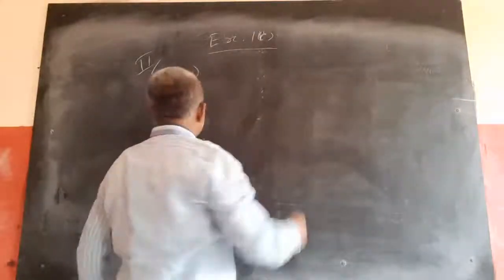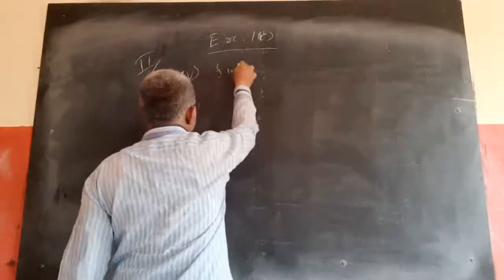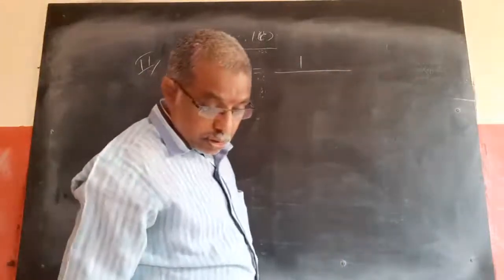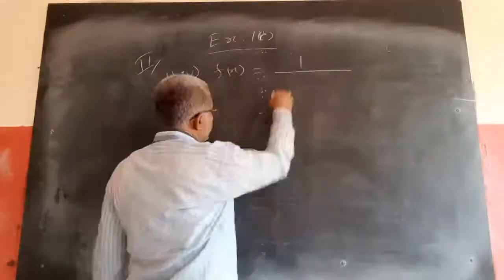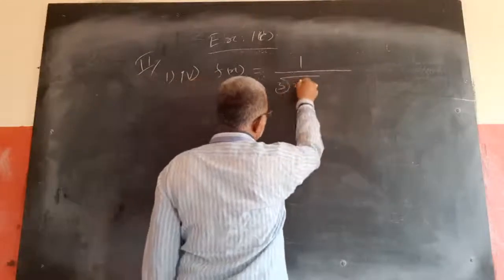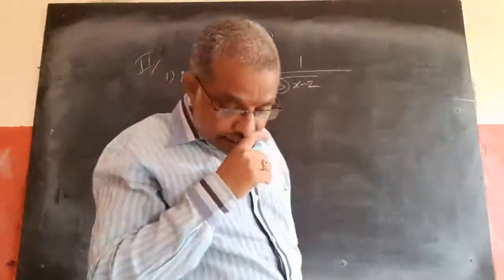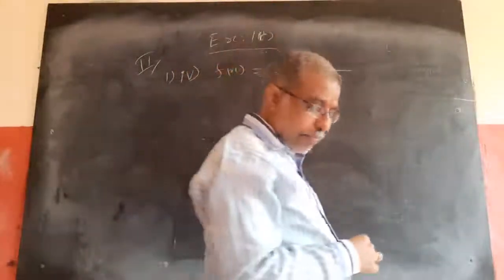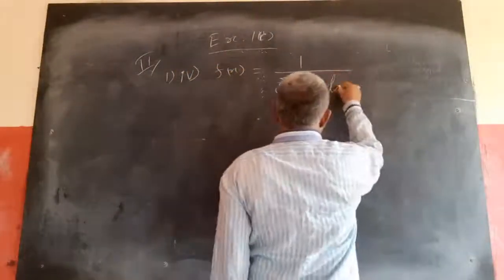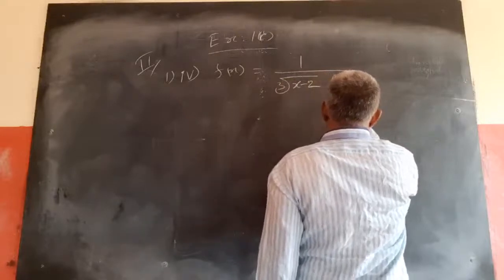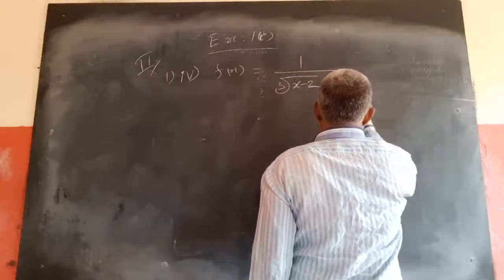f(x) equal to 1 by cube root of (x minus 2) into log 10 base (4 minus x).